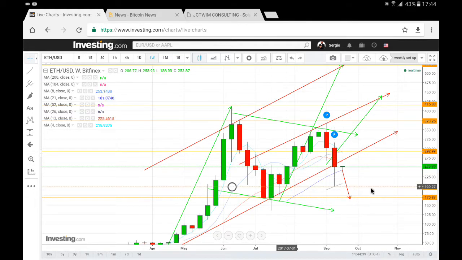And if we have a buy signal, go back up towards the channel's resistance. First of all, resistance at 400 and then the channel's resistance, okay? That's it. Okay, people, thank you very much.